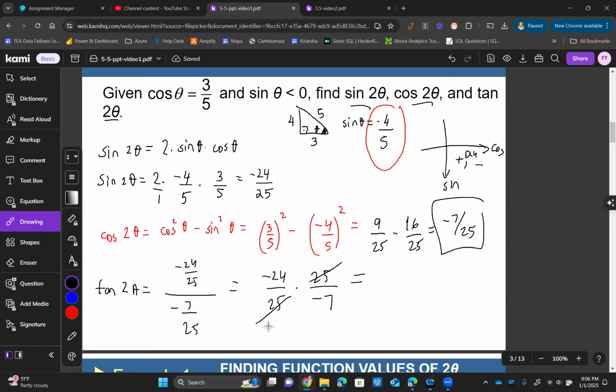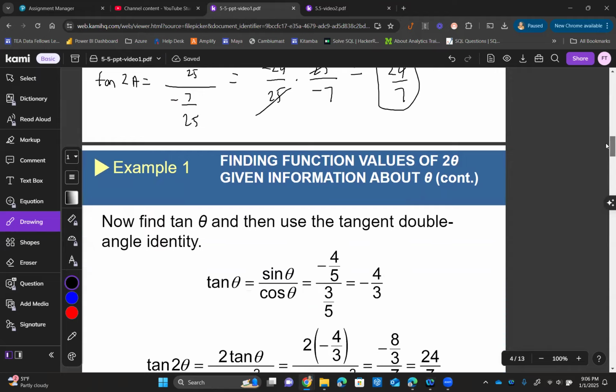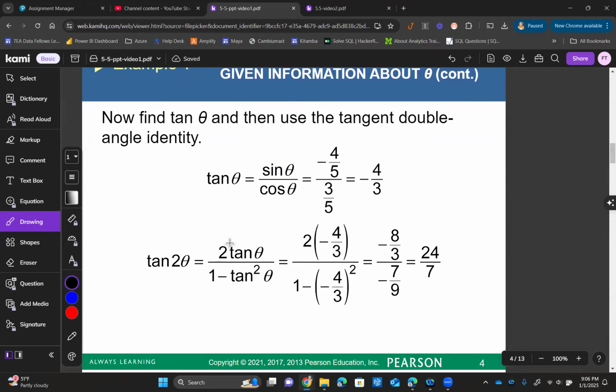So the 25 and 25 cancel out. Negative over negative gives me a positive. 24 over 7 is the expected answer for tangent of 2 theta. If you use the formula for tangent of 2 theta as 2 times tangent of theta all over 1 minus tangent squared theta, you will still find the same answer for this question. So again, here, they also modeled this problem as tangent of theta, and then they gave us this problem here.